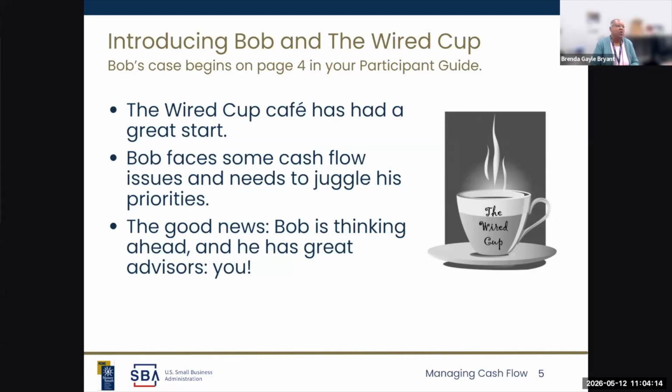Bob recently opened a new bakery cafe, the Wired Cup. The cafe has a great location in a small college town. To get started, Bob invested $30,000 of his own money and received a $20,000 loan from a commercial bank. He spent $45,000 on startup costs, leaving $5,000 to run the business.